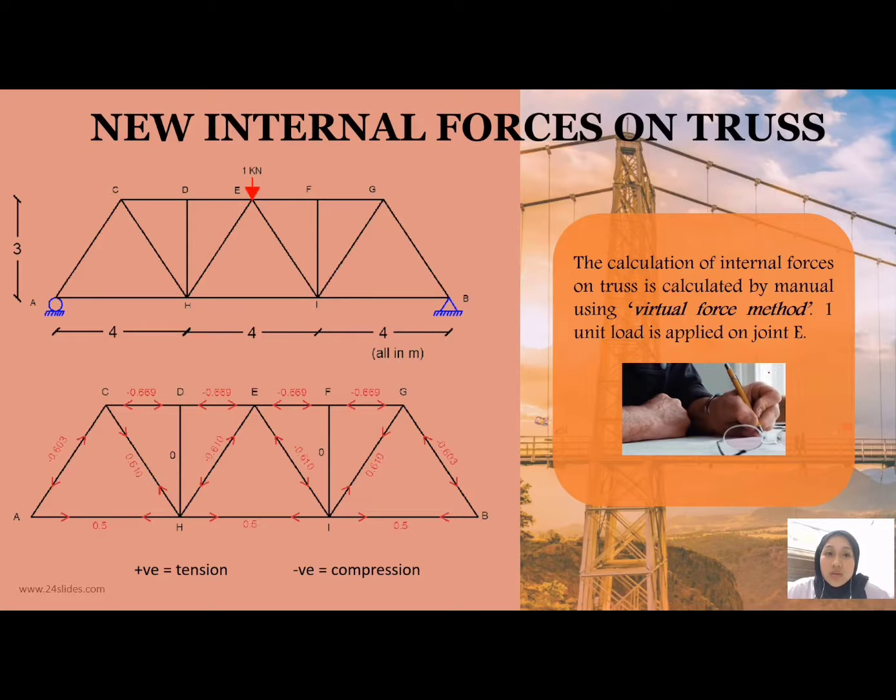Next, in order to find the deflection, the new internal forces on the truss are calculated. The new internal forces are calculated manually by using the virtual force method, where 1 unit load is applied on joint E. The procedure of finding and calculating the forces is the same as before. The positive value refers to tension and the negative value refers to compression. You can see the result of the new internal forces at the bottom of this slide.